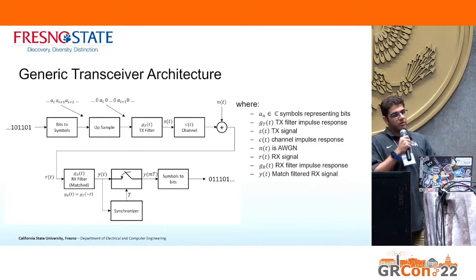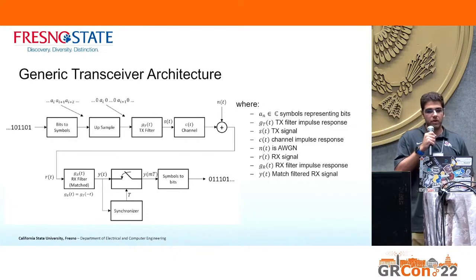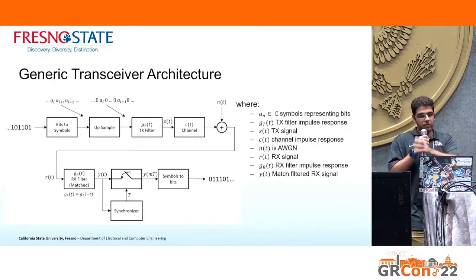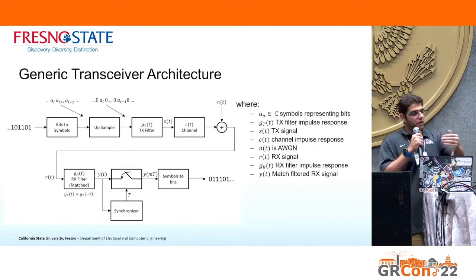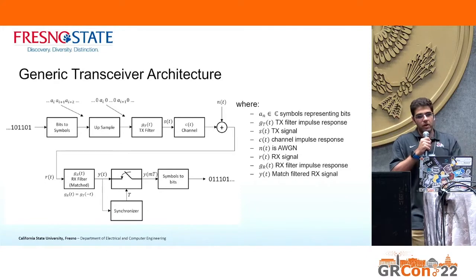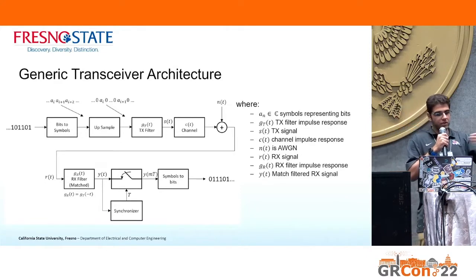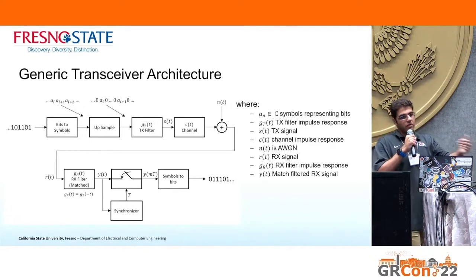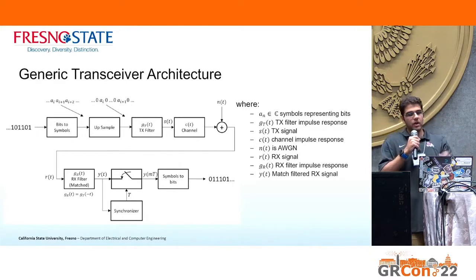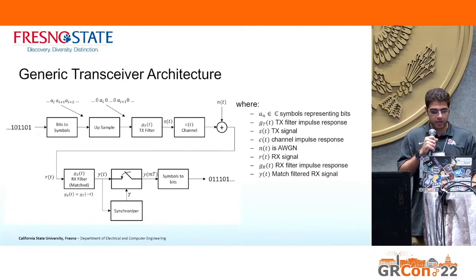I've got a very oversimplified architecture for a transceiver here, where we have our information bits coming in. They get converted to symbols, upsampled. They go through a pulse shaping filter, and that forms our transmission signal S of T. S of T traverses some channel. You get additive white Gaussian noise, and that forms R of T. And then we have our matched filter. R of T gets match filtered, which forms Y of T. We get our downsampling that happens there. And then we theoretically have our symbols back at that point, and we get our information bits back.